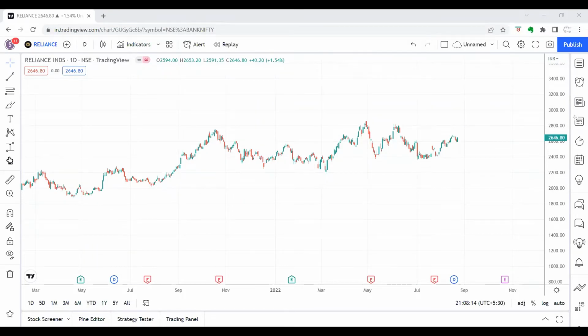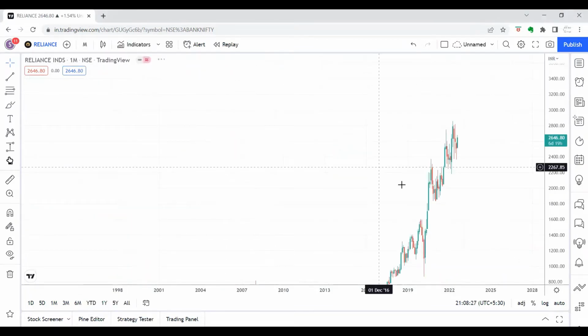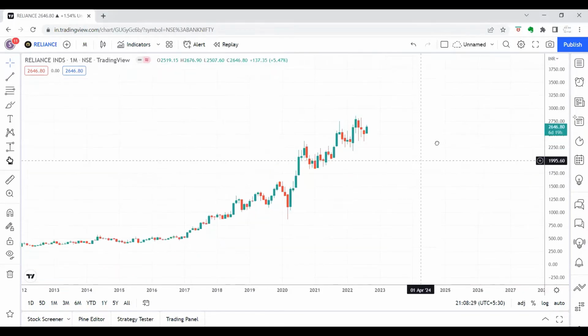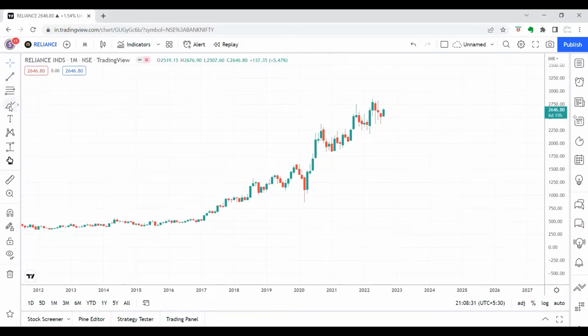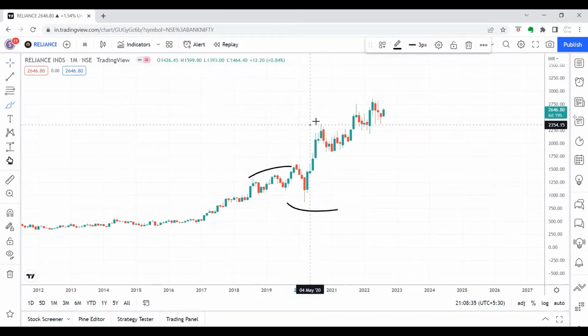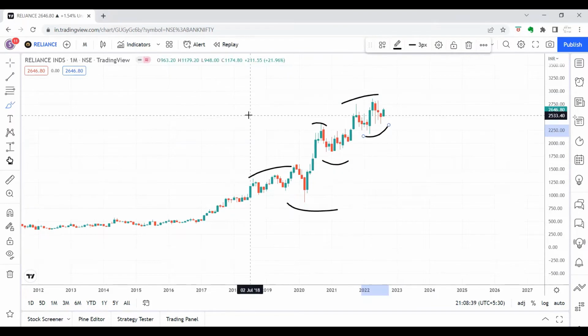Today let's do analysis of Reliance chart. So guys, let us open the monthly chart of Reliance. In the monthly chart we can observe it is making higher highs and higher lows, higher high, higher low. Similarly higher highs and higher lows.